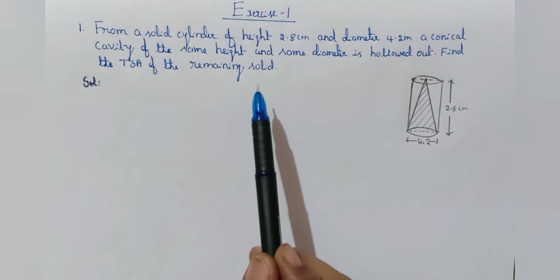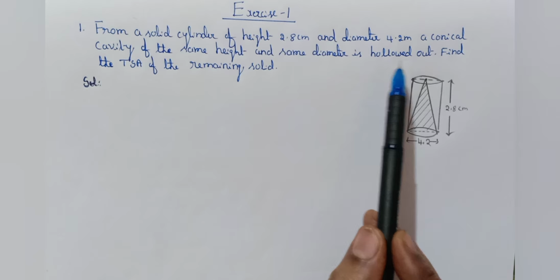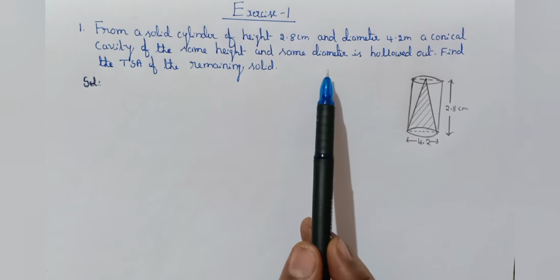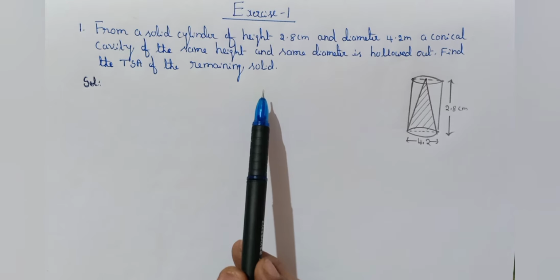From a solid cylinder of height 2.8 cm and diameter 4.2 cm, a conical cavity of the same height and same diameter is hollowed out. Find the total surface area of the remaining solid.